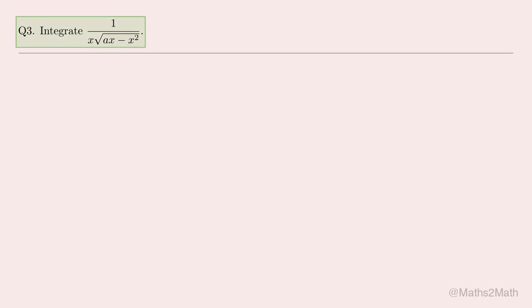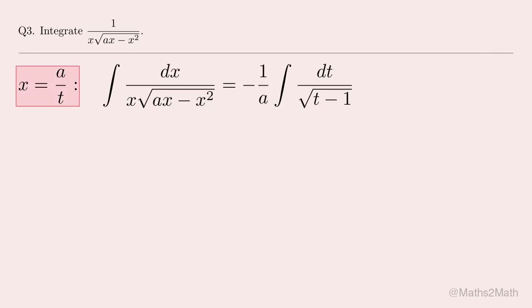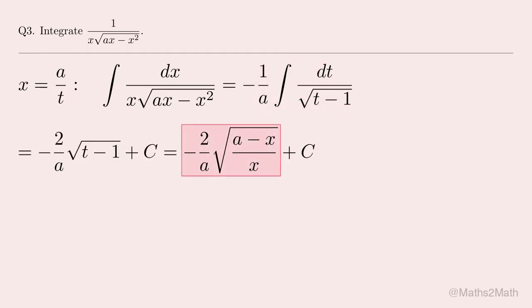Question 3. The hinted reciprocal substitution x equals a over t. The root simplifies dramatically. With x as a over t, the algebra collapses the integrand to a power of t over root t minus 1. Twice the root back in x.